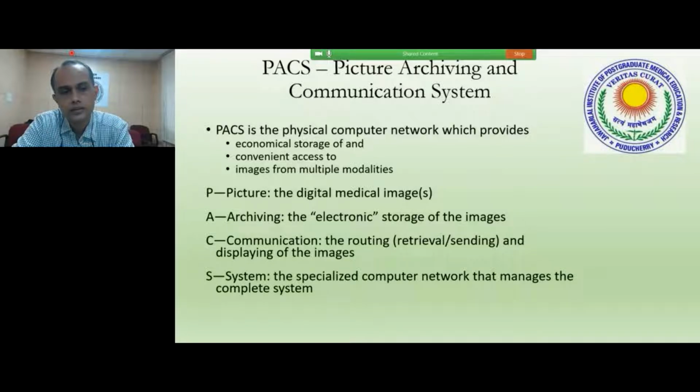So, in the acronym, the letter P refers to picture and it refers to the digital medical image. And so, digitization of the medical images is a primary requisite for establishing a PACS. And A stands for archiving, and this refers to the electronic storage of images in servers and hard disks. And C refers to communication, that is the routing, retrieval or sending and displaying of the images, and this happens through the local area network available in the hospital. And S stands for system, which refers to the specialized computer network that manages the entire thing.